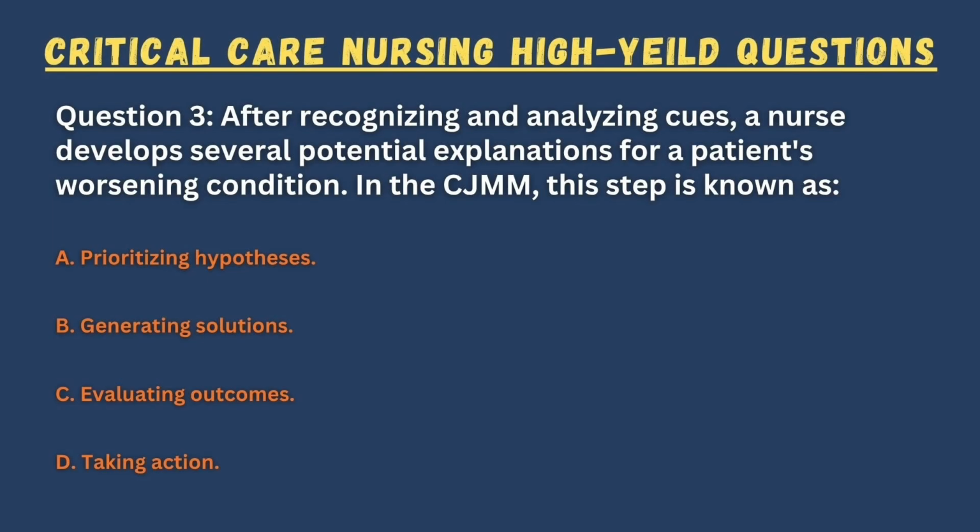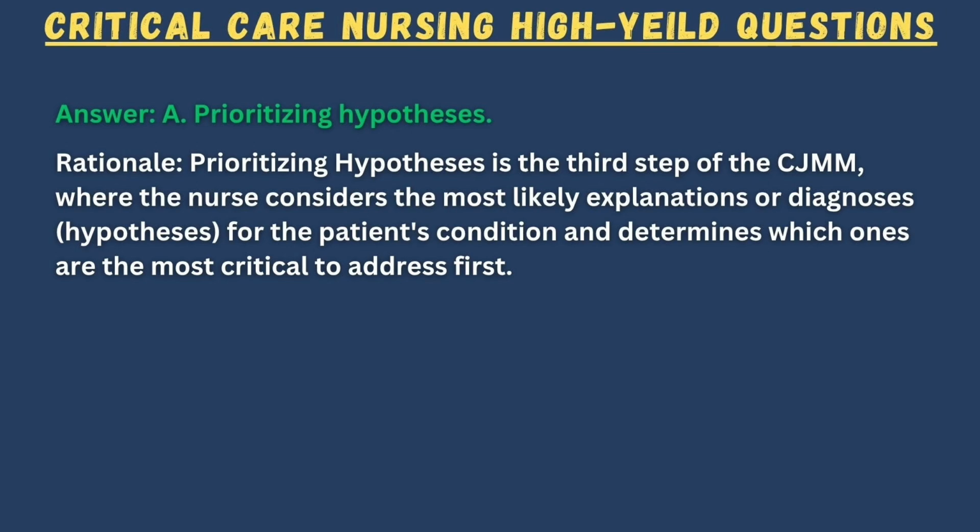Question 3. After recognizing and analyzing cues, a nurse develops several potential explanations for a patient's worsening condition. In the CJMM, this step is known as A. Prioritizing hypotheses. B. Generating solutions. C. Evaluating outcomes. D. Taking action. Answer: A. Prioritizing hypotheses. Rationale: prioritizing hypotheses is the third step of the CJMM, where the nurse considers the most likely explanations or diagnoses, hypotheses, for the patient's condition and determines which ones are the most critical to address first.